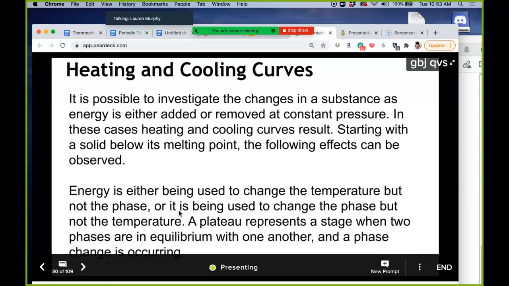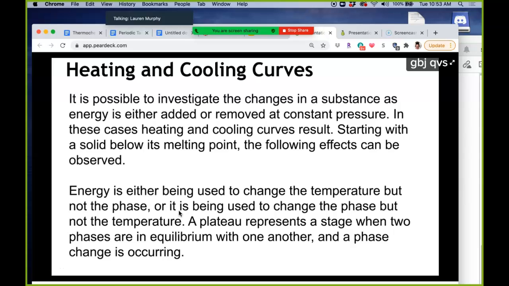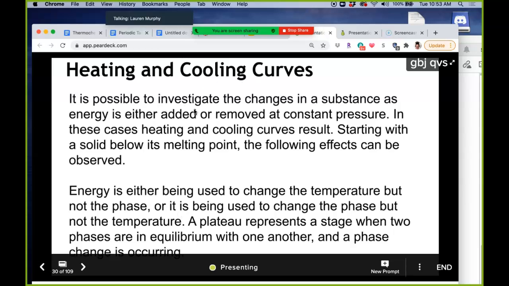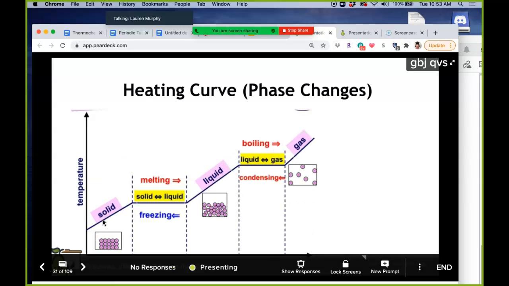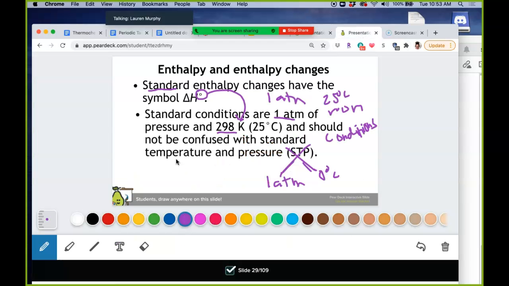Now, heating and cooling curves. So that's what we're going to move on to. We're going to start investigating stuff being heated and stuff being cooled. You can read this later. I'm going to show you this curve. We're going to start getting really good at drawing these. So here's how this works.